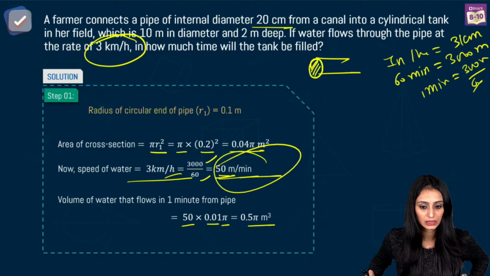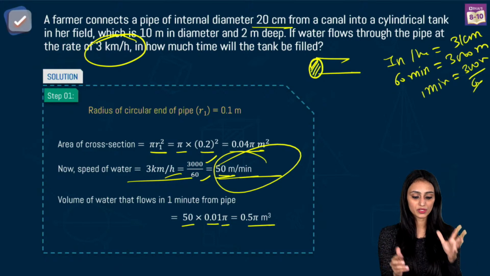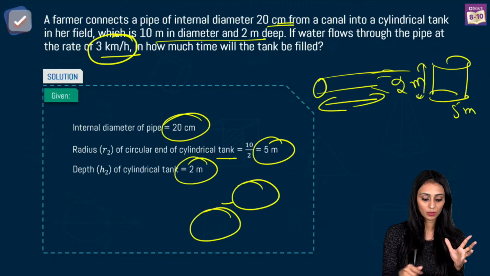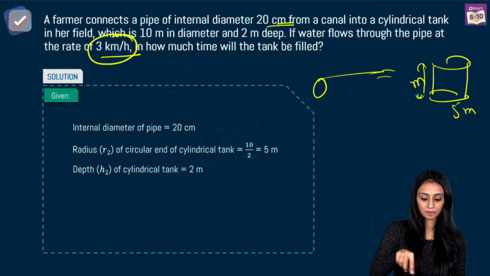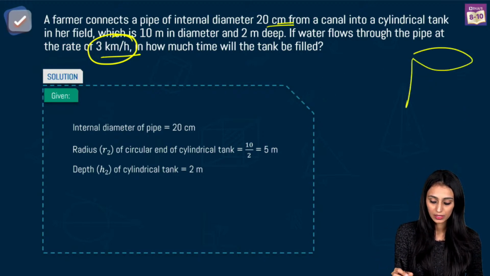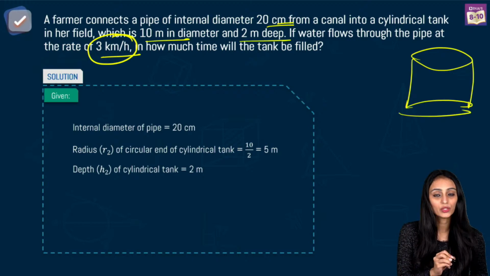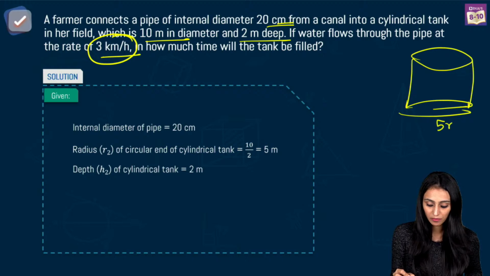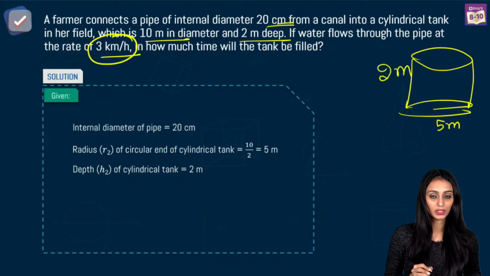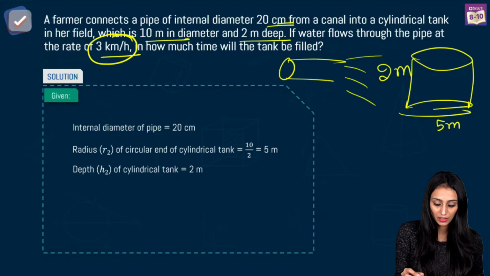Yes, Puneet. Okay, so Puneet, what we are doing here is, first of all, I'm repeating it from the beginning. I know that it's a tricky one. So we have a cylindrical tank over here, and its dimensions are given. It's 10 meters in diameter, 2 meters deep. So radius would be what? 5 meters, and height is 2 meters. So we are filling this cylindrical tank with a pipe, which is also cylindrical in shape.